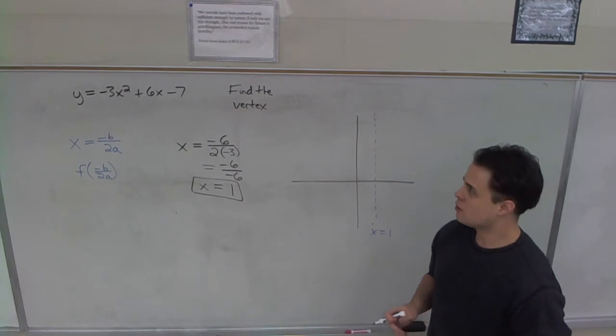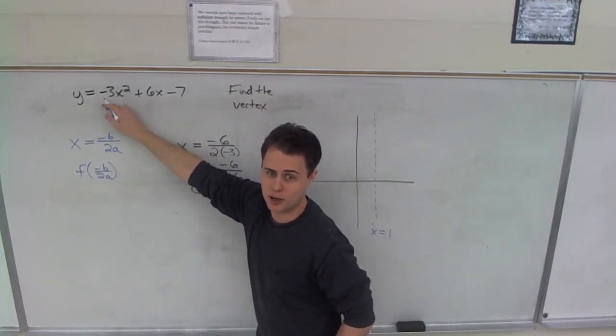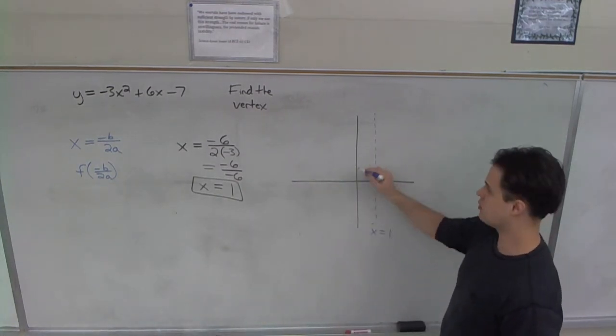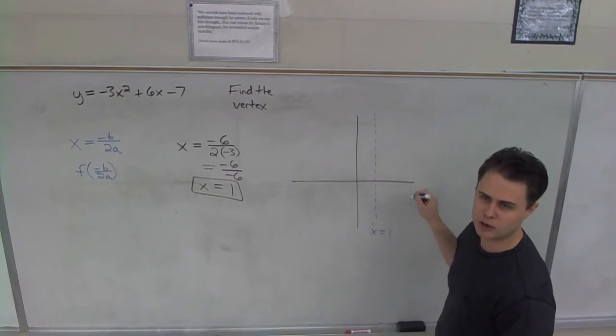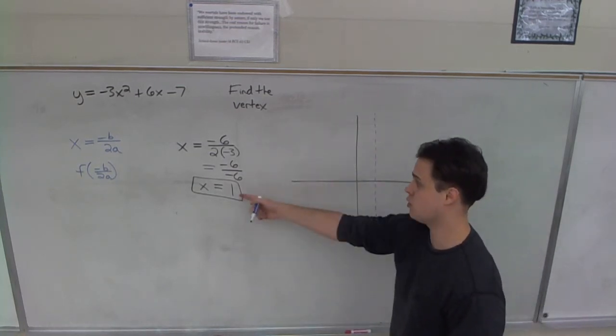A is negative. That means it's a down parabola. So we already know it's going to be like this maybe, or like this, somewhere on that line. I've just got to find the y value to lock it in, okay? So to find the y value, I take 1 and I do what with it?